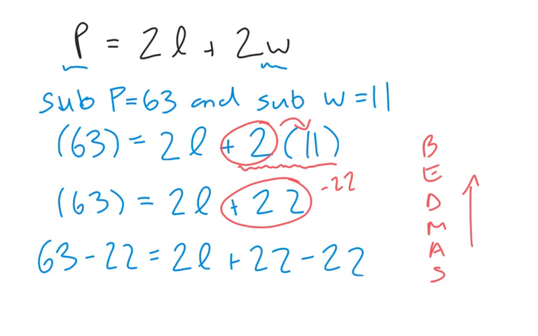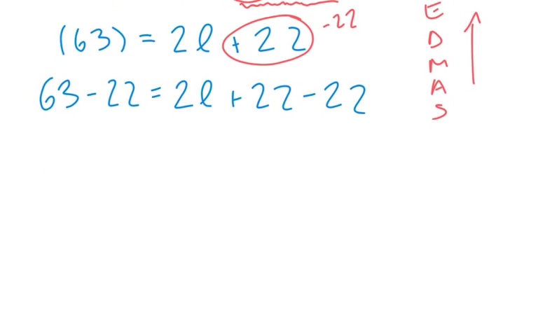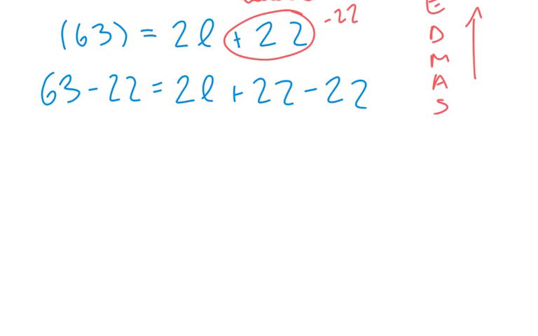I'm going to move this up so that we have a little bit more space to finish this question. Let's go ahead and simplify what we have on the left. 63 minus 22. Again, if you can't do that in your head, go ahead and use a calculator. That's going to be equal to 41. The 2L stays exactly the same. Over here on the right, we have positive 22, subtract 22, which is going to be equal to 0, and we're not going to write in the 0.